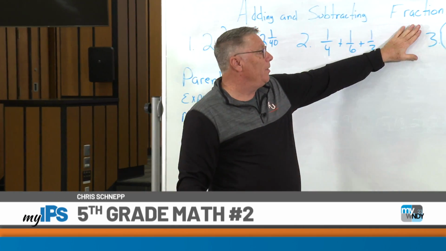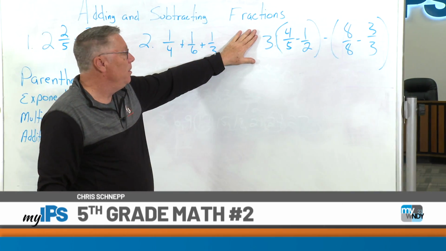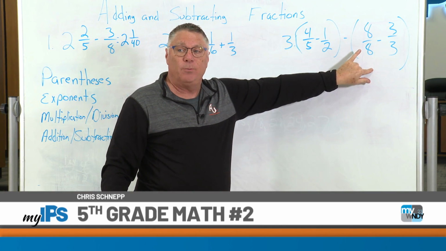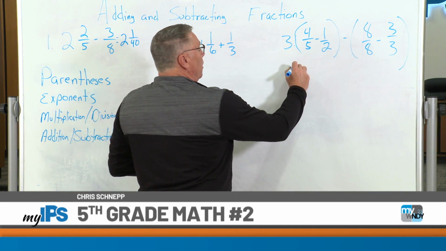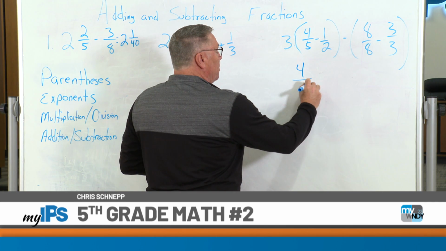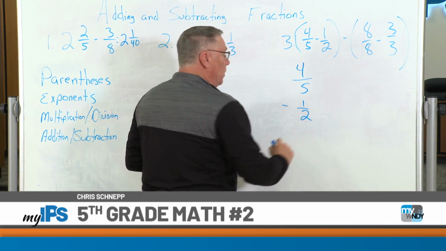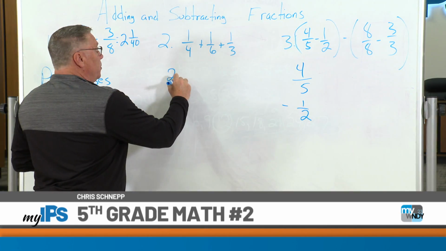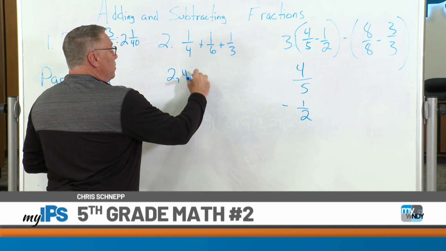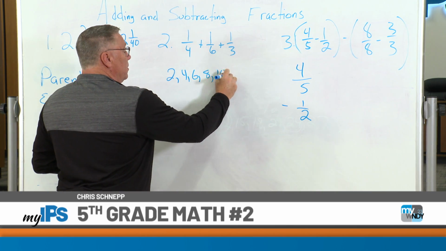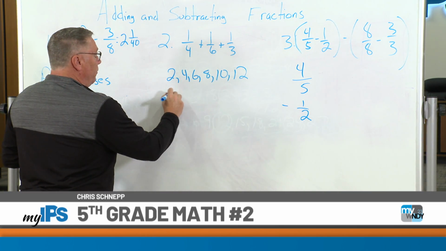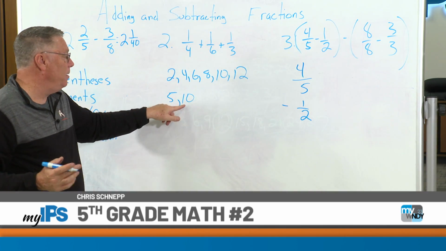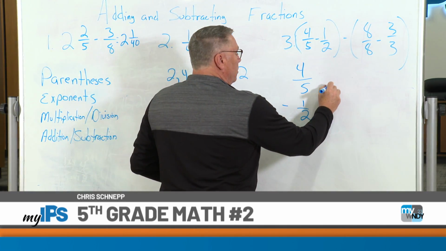Okay, so we got 2 fractions here, all right, and we got them in parentheses. So we're going to have to solve both of these parentheses before we can come up with our answer. All right, so on this side, we're going to have 4/5 minus 1/2, okay? And once again, we go through the least common multiple. 2, 4, 6, 8, 10, 12, 5, 10. I can stop right there, okay? Because I got 10 and 10, those are the least.